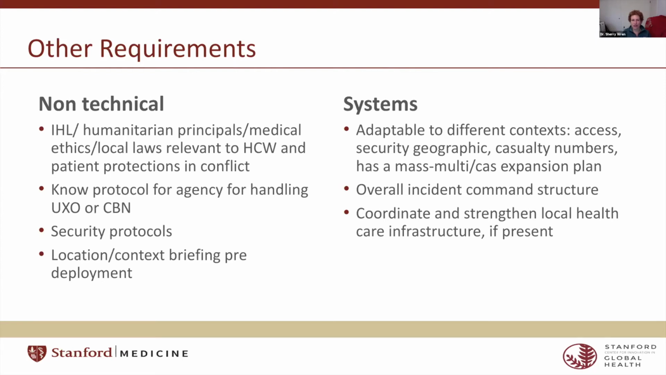What do you have to know about what's called UXO and CBN, which is unexploded ordnance and chemical, biological, and nuclear? Security protocols, context. One of the biggest things is managing social media and actually not participating in many ways in social media. You have to be able to adapt this across very many contexts, both geographic and casualty numbers. You have to have multi-casualty or mass casualty plans. You have to have incident command structures. And how do you strengthen and coordinate with your local healthcare if it's present?